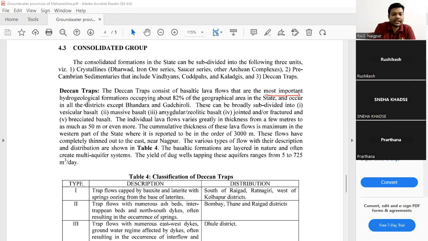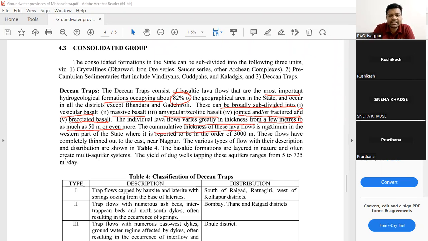So it forms the most important hydrogeological formation because 82% of the geographical area of the state is covered by the Deccan Traps. This can be broadly subdivided into vesicular basalt, massive basalt, amygdaloidal basalt, jointed or fractured basalt, or brecciated basalt. The individual lava flows vary greatly in thickness from a few meters to as much as 50 meters.